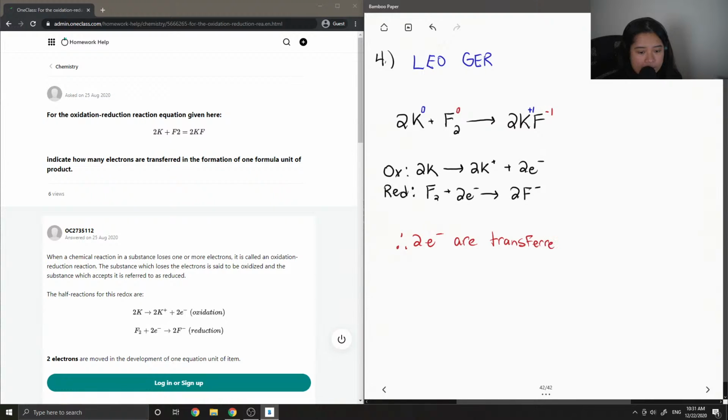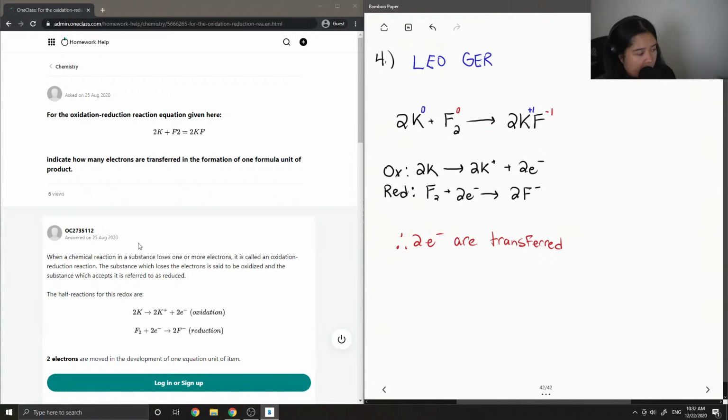So the reason we know that it's 2 is because since there's a coefficient of 2 in front of the potassium ion, then we need to neutralize this and add 2 electrons to our product side. In the case of the reduction reaction, we have 2 negatively charged fluorine ions, so we need to add 2 electrons to the reactant side to make sure that everything is balanced in that equation as well.